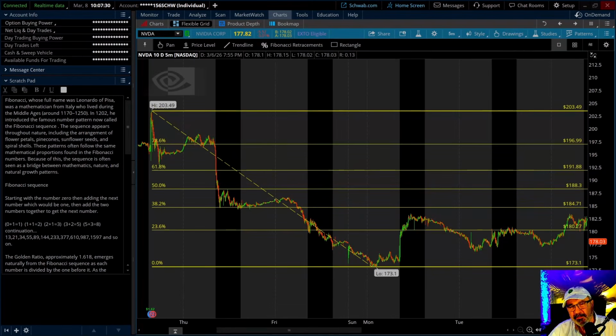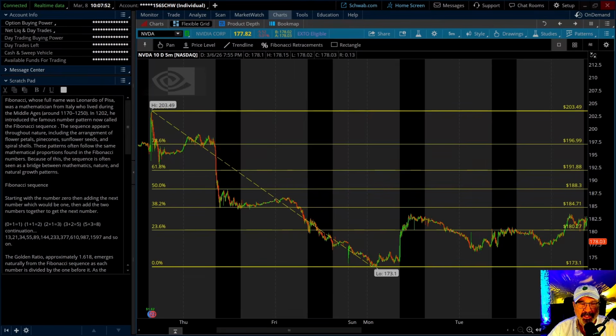In seeking the perfect trade entry, we need to talk about the Fibonacci ratio and the Fibonacci retracement tools. Let's break into a little bit about Fibonacci, whose full name was Leonardo of Pisa. He was a mathematician from Italy who lived during the Middle Ages around 1170 to 1250.